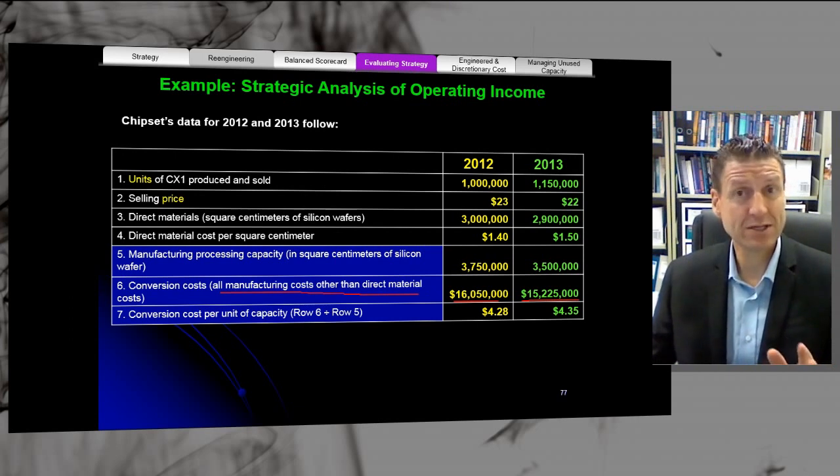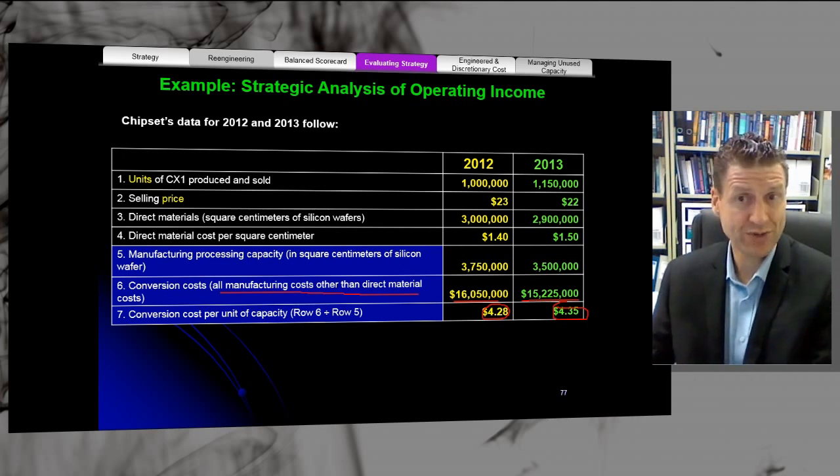Now the conversion cost per unit of capacity is that we're going to divide these conversion costs by the manufacturing processing capacity. You got it. 3.75 million goes into 16 million to get $4.28, and the same for 2013 gives us $4.35, and that's per unit of capacity. So what other information do we have?